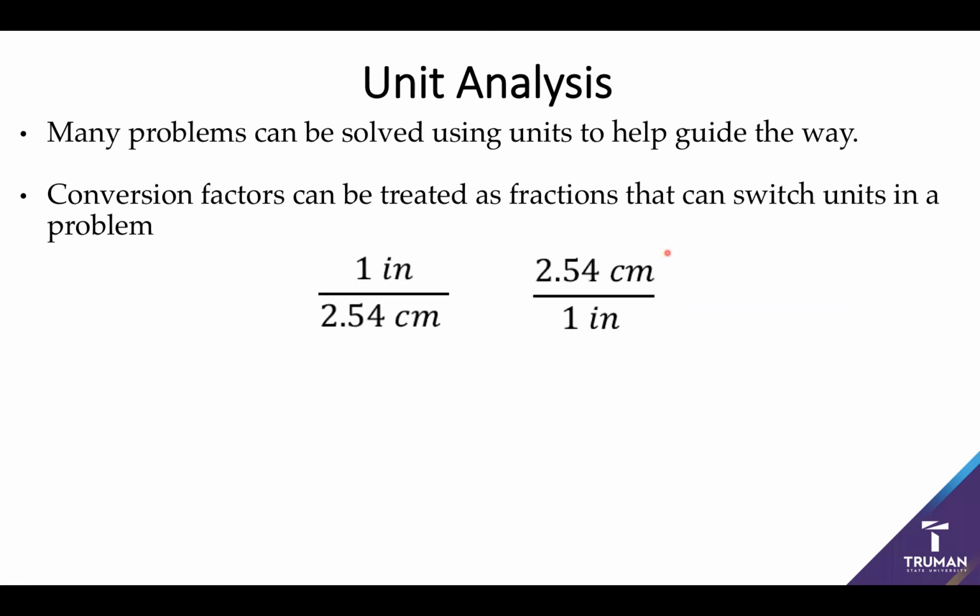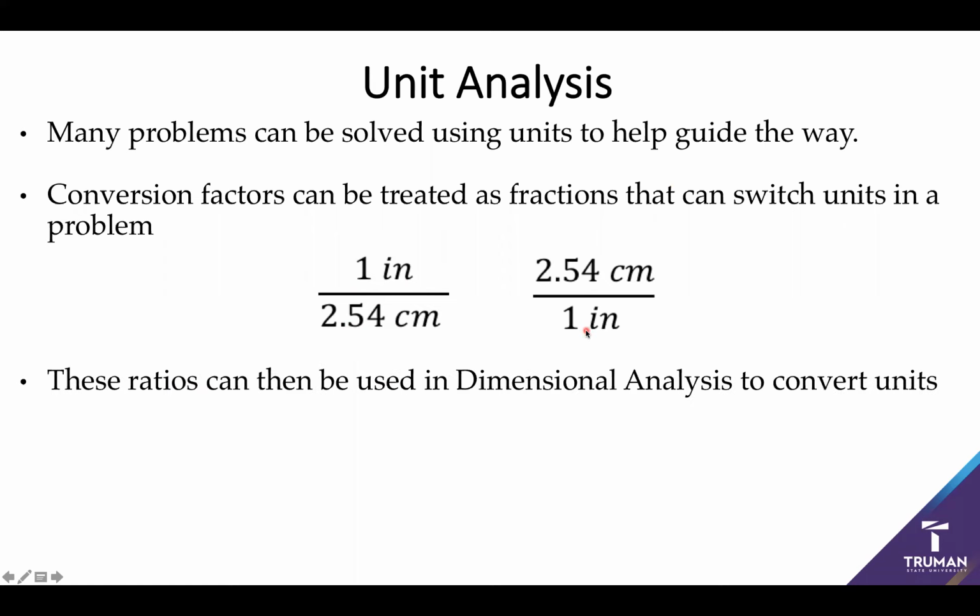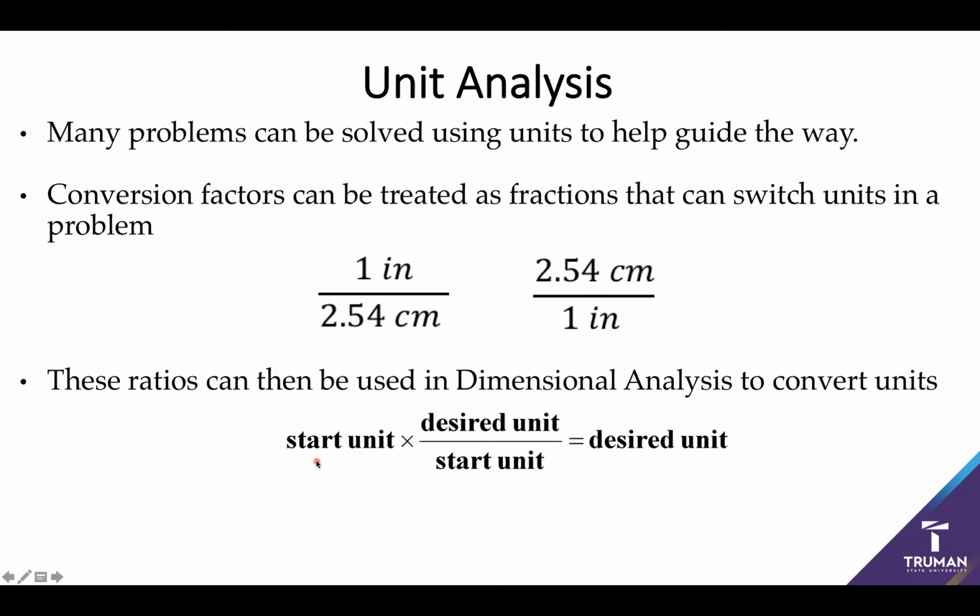So for example, if I'm going in between inches and centimeters, I can either treat it as a fraction of 1 inch contains 2.54 centimeters, or 2.54 centimeters contains 1 inch. And what we can then do is use these ratios in something called dimensional analysis in order to convert units. Dimensional analysis is often also described as railroad tracks, and it is the most single useful skill that you will learn this semester. So the general idea is you'll start with whatever unit you were given.